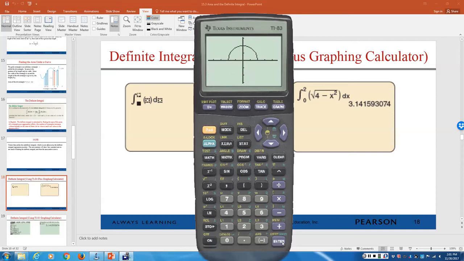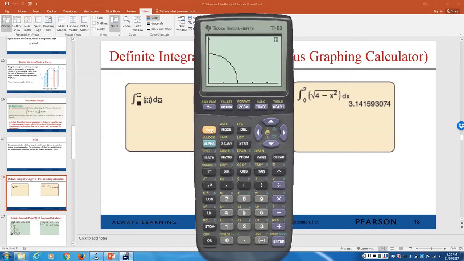And at this point I see the half circle, the complete half circle. But since I only want to see the part of it that's in the first quadrant, once I see the complete half circle, I'm going to go into window and change the minimum x value to 0 and the minimum y value to 0. And we can see an exact picture of that. Okay?